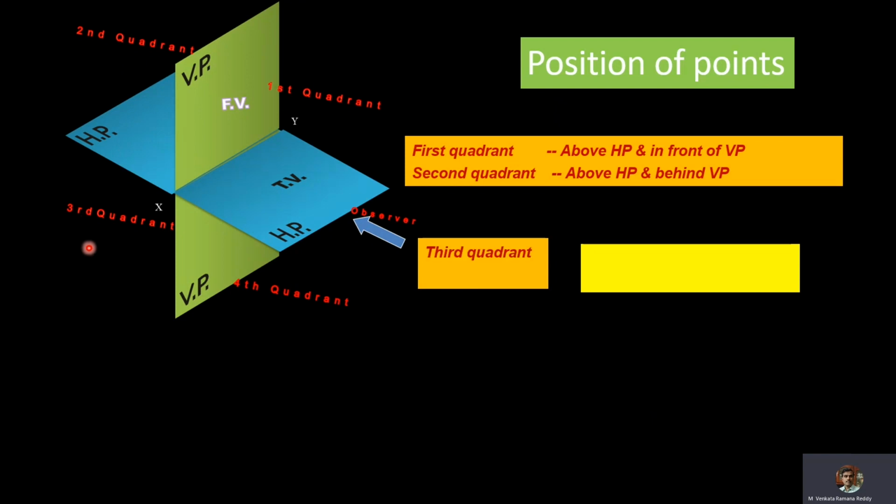Then the position of the point in the third quadrant. How are we going to define it? Below HP, behind VP. Position of the point in the fourth quadrant. It is below HP, in front of VP. That's about the position of the points in different quadrants.